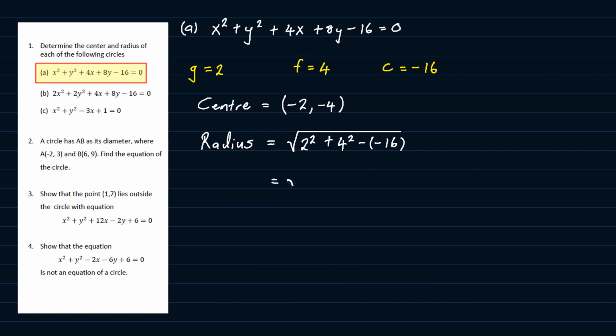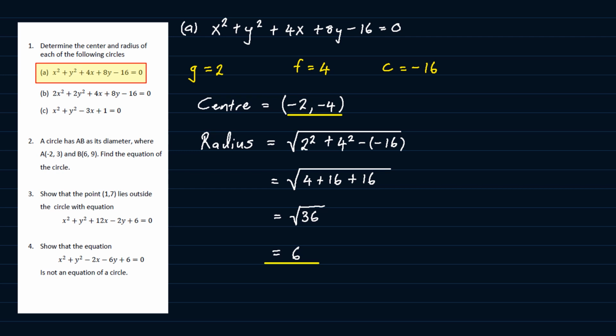So if we simplify this, this is going to give us square root of 4 plus 16 plus 16, which is the square root of 36. And it comes out as 6. So this is the radius. So we're saying the center of the circle is minus 2, minus 4, and the radius is 6.